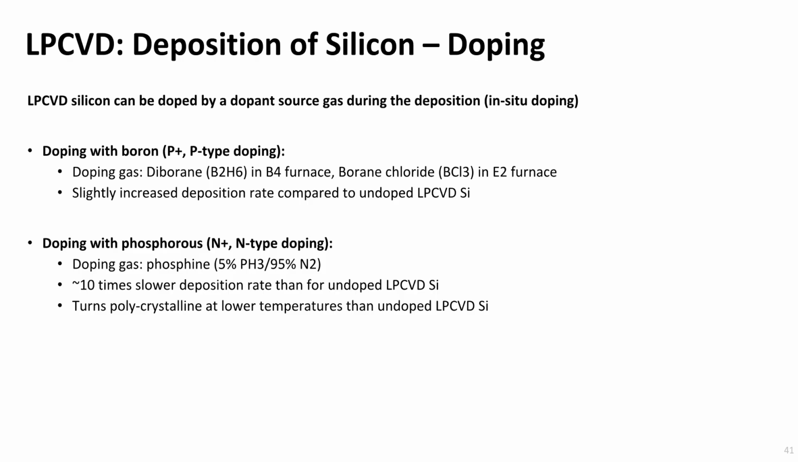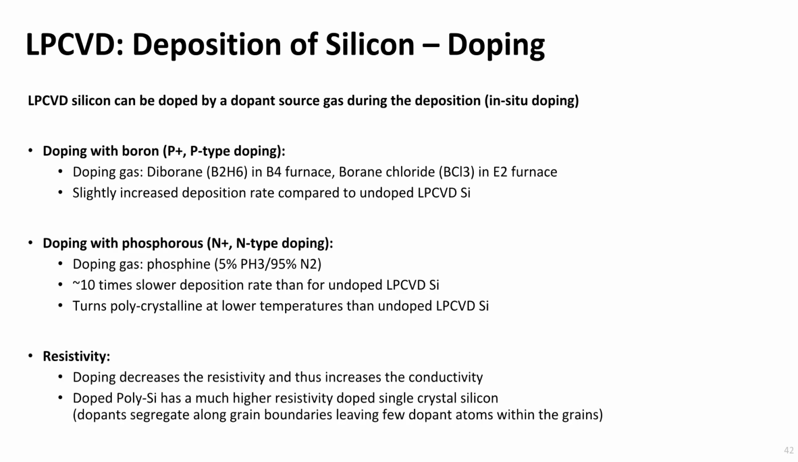silane. The addition of phosphorus to the silane gas will also reduce the temperature required for inducing crystal growth, turning deposited silicon at lower temperatures into polycrystalline silicon than in an undoped process. At DTU Nanolab, phosphorus doping can only be done with phosphine in the B4 furnace. Doping decreases the resistivity of the deposited silicon, thus increasing its conductivity. However, doped polycrystalline silicon has a much higher resistivity than doped single-crystal silicon. In polysilicon, dopants can segregate along grain boundaries, leaving only few dopant atoms within the grains.